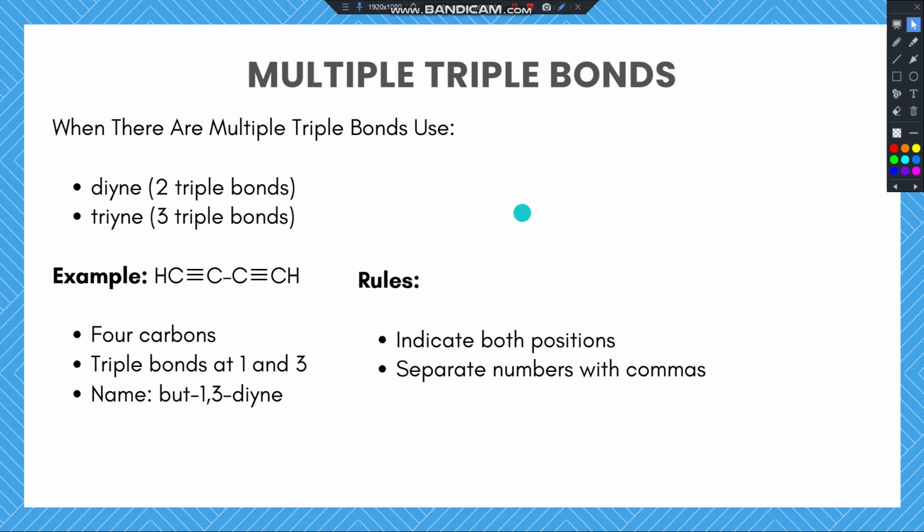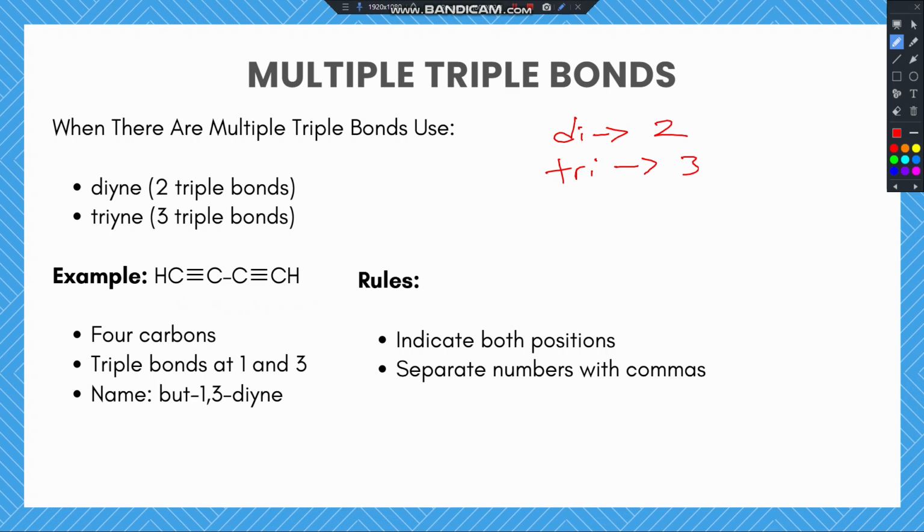Now at this point, you might also be asking or thinking, what if there is a scenario where there is more than one triple bond present? If there is more than one triple bond present, then you use the prefix di to identify 2 triple bonds and tri to identify the presence of 3 triple bonds. Now we have an example over here to buttress what we're talking about.